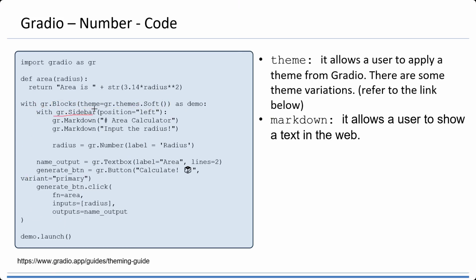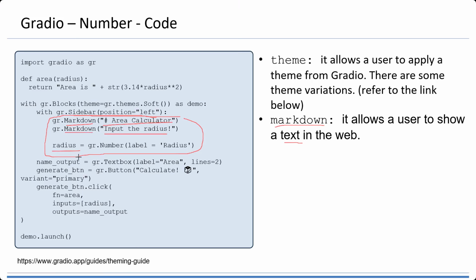And we are going to make a sidebar. The position of the sidebar will be on the left. So you can design your sidebar. Maybe if your sidebar is on the right, you can design it. For the sidebar on the left, I will put these three items. The first is a text or markdown. So the markdown is a text: area calculator. And then another text, input the radius.